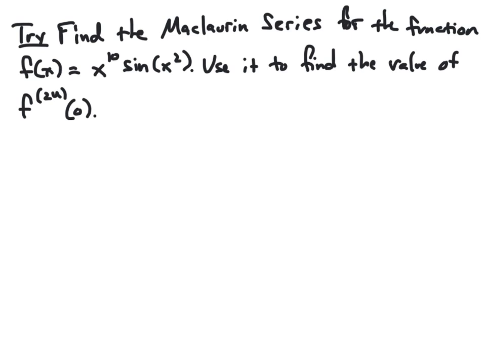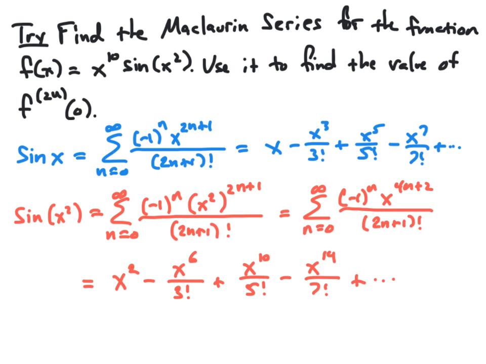We start with the Maclaurin series for sine of x, which is the sum from n equals 0 to infinity of negative 1 to the n, times x to the 2n plus 1 over 2n plus 1 factorial, whose first several terms are x minus x cubed over 3 factorial, plus x to the 5th over 5 factorial, minus x to the 7th over 7 factorial, and so on.